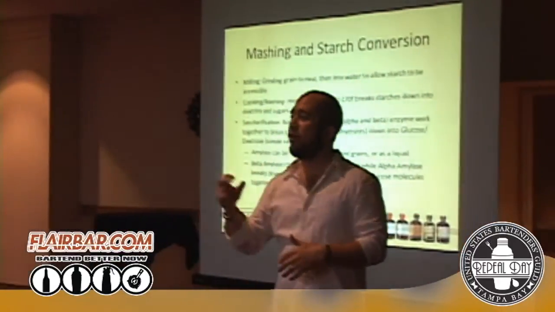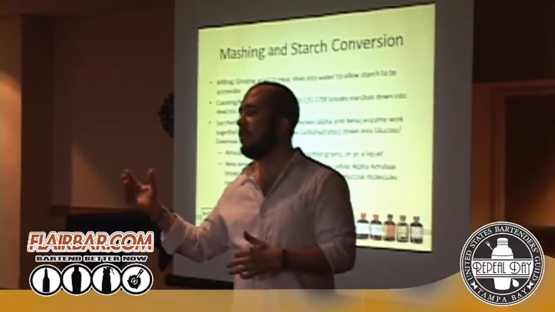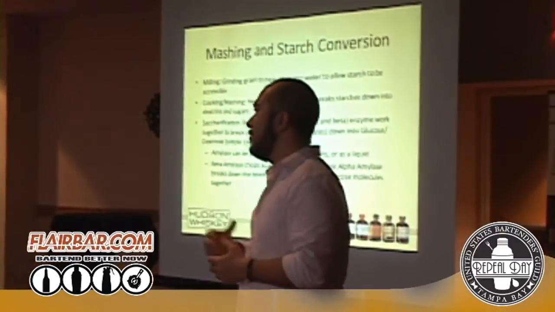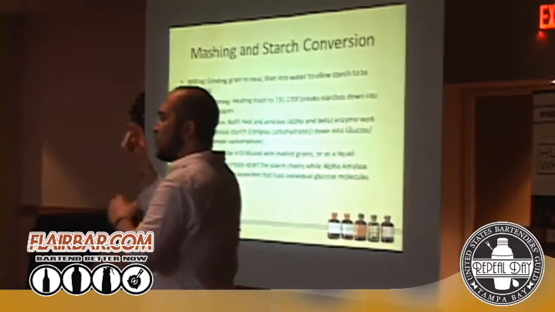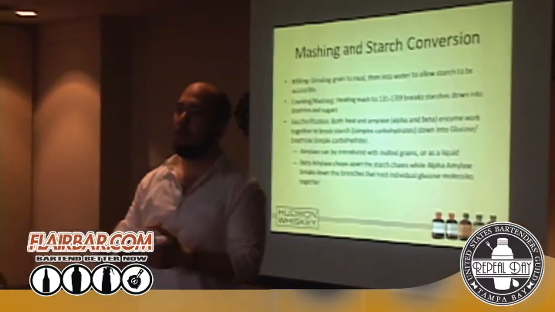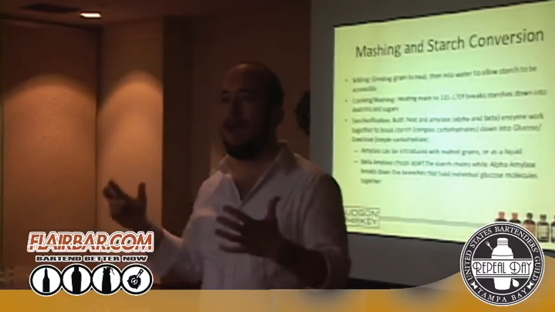And you can do just a small amount of malted grain. You can do 5% to 10% of malted barley to 90%, 95% of corn or rye or wheat, whatever. And that small amount is going to kickstart the starch conversion and convert the starch in that mash into sugar.